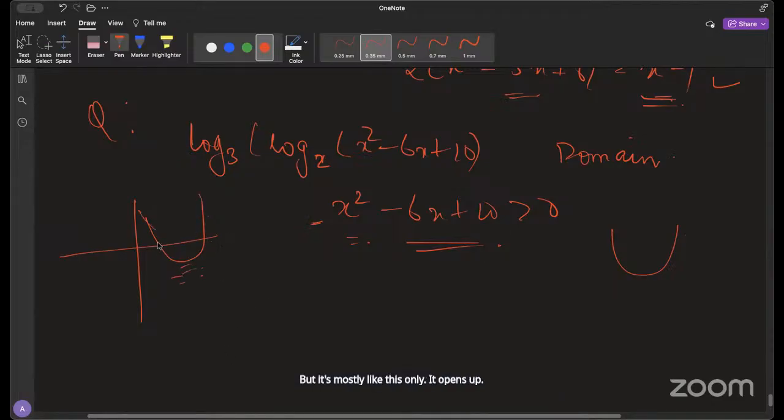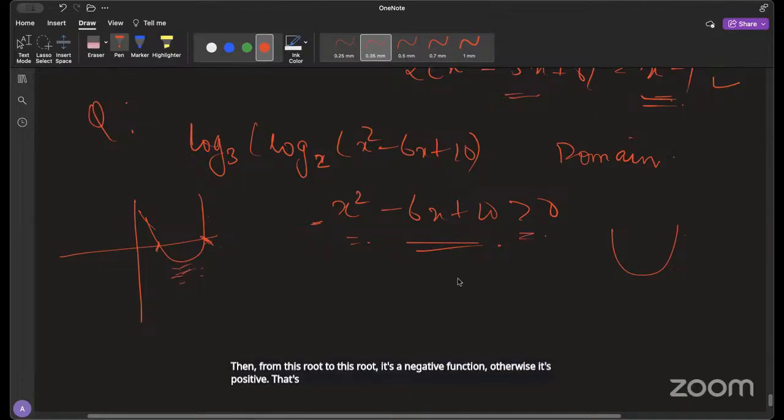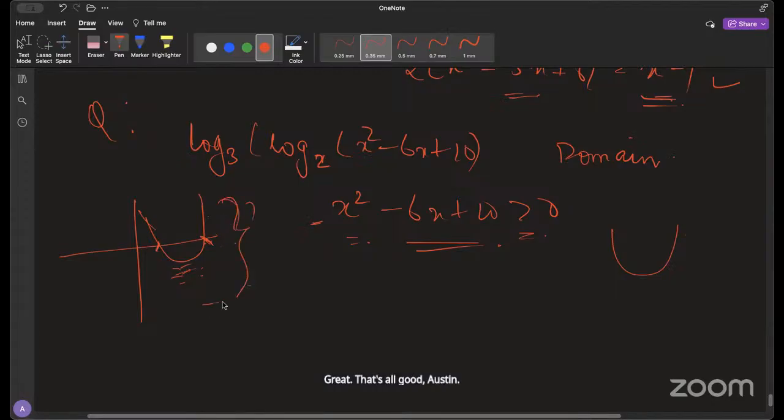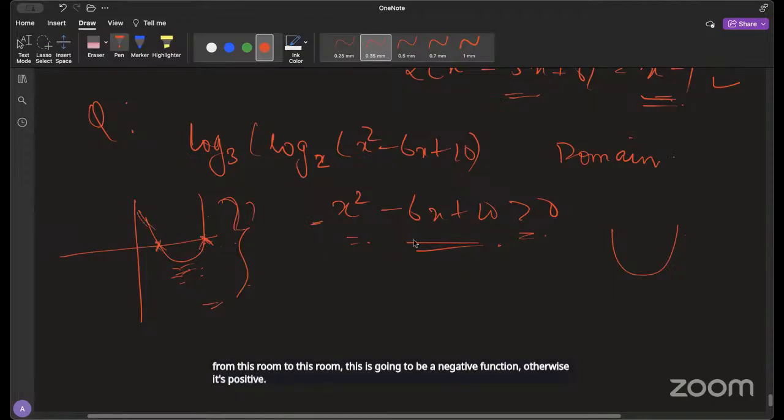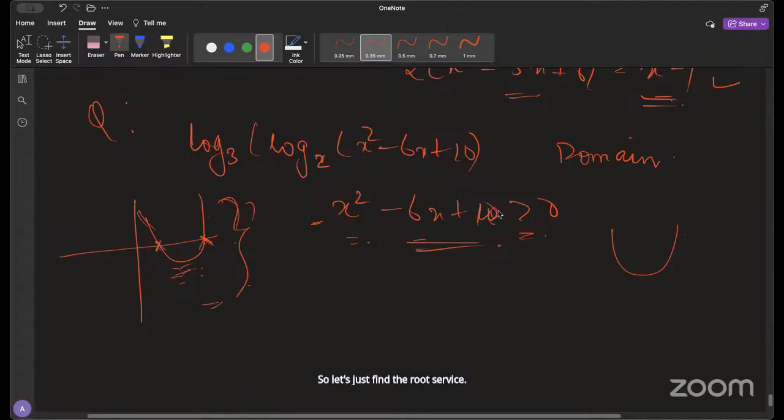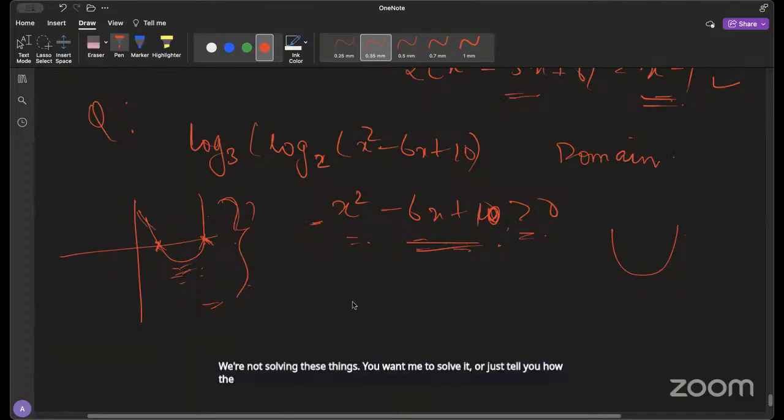It opens up. So if you have two roots here, then from this root to this root, it's a negative function. Otherwise, it's positive. That's how graphs help. If you know the graph, you can just know that from this root to this root, this is going to be a negative function. Otherwise, it's positive. So let's just find the roots of this. We're not solving these things. Do you want me to solve it or just tell you how the questions are done? Because solving might take a lot of time.